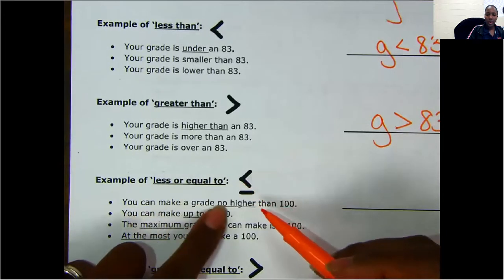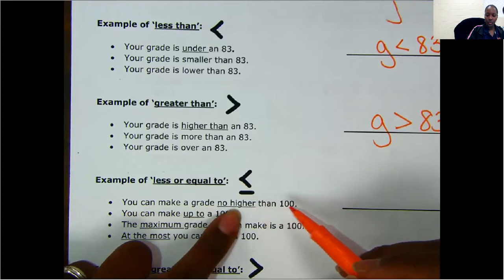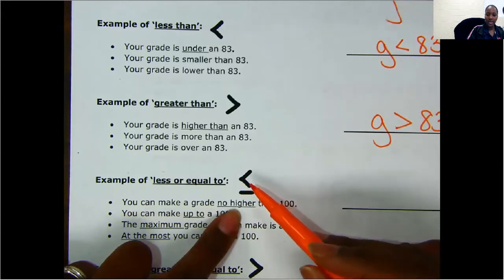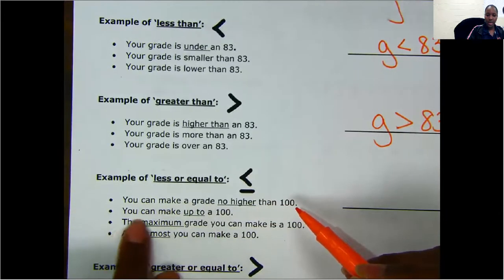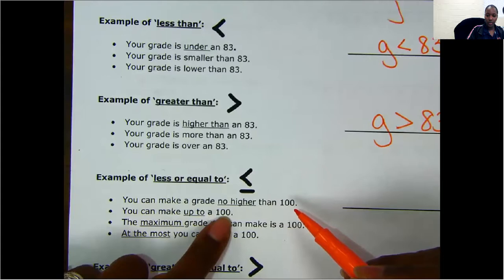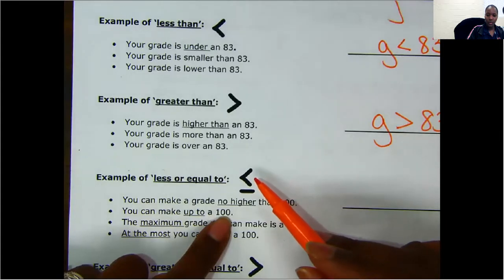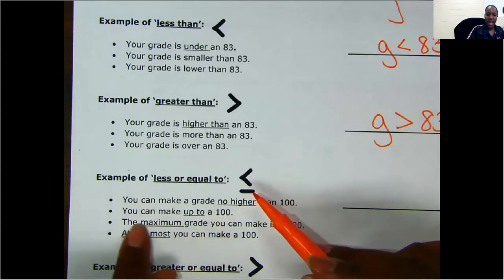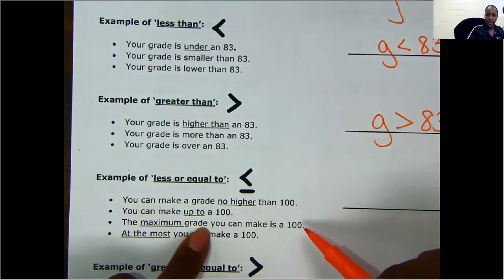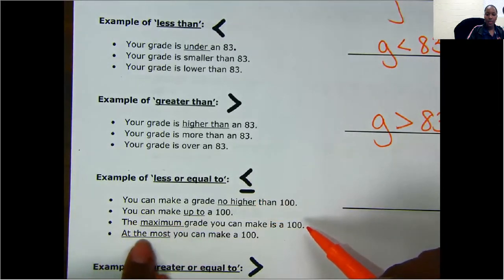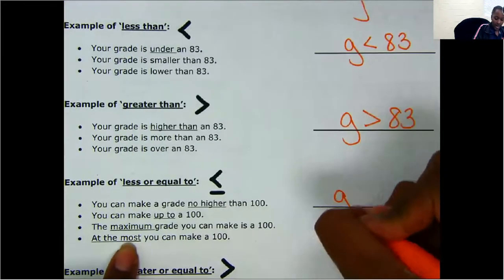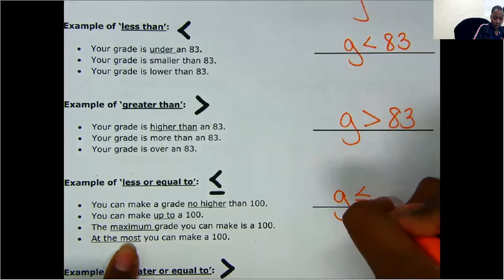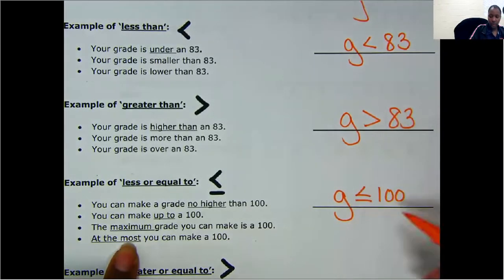You can make a grade no higher than 100. So that means your grade has to be less than or equal to 100. You can make up to a 100. Again, it has to be less than 100 or equal to 100. The maximum grade you can make is 100, or at the most you can make is 100. So your grade has to be less than or equal to 100 for this inequality to be true.